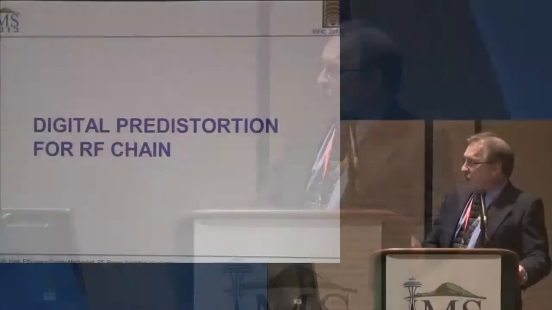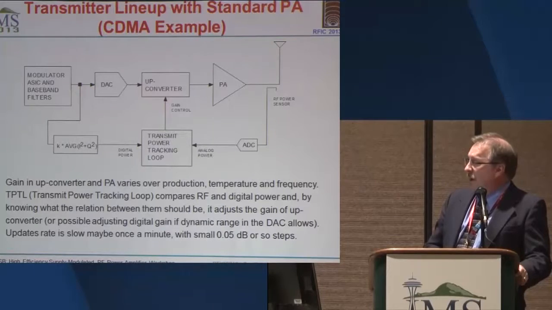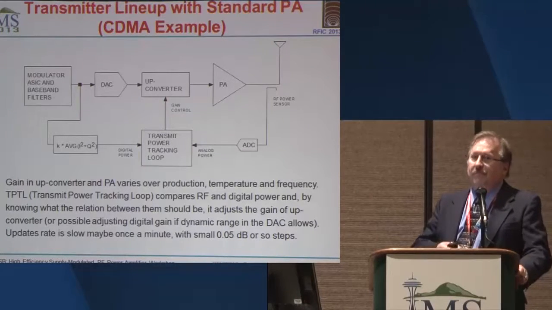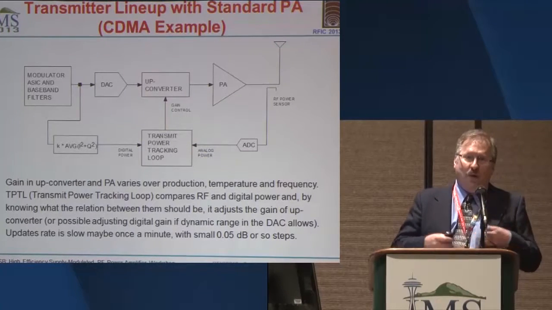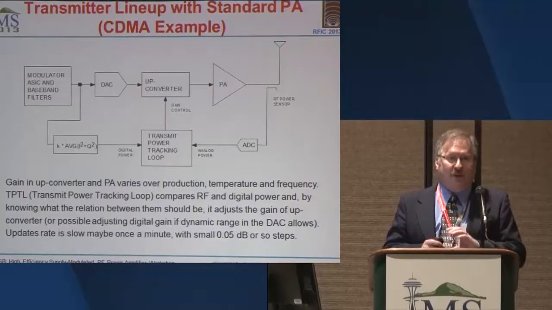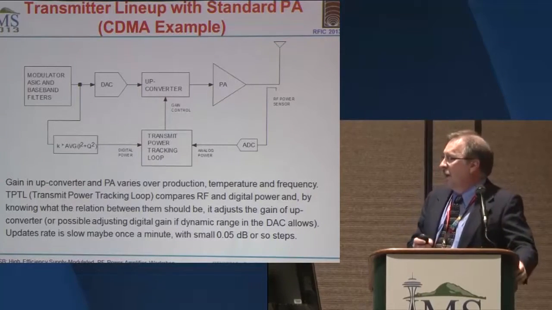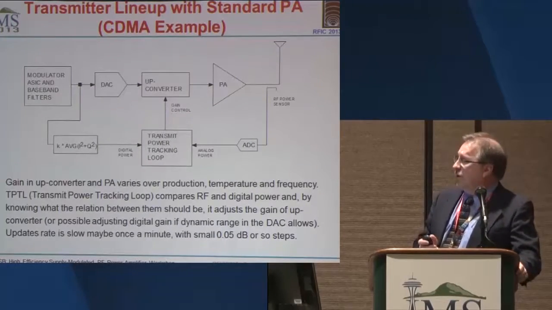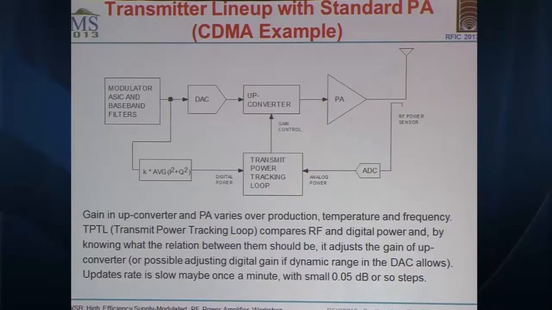So, digital predistortion for the RF chain. If I just have a standard PA and I want to add digital predistortion in, I'm not doing any envelope tracking, I'm not doing any supply modulation, I just want to add DPD. I'll start by just pointing out the standard PA and then what we need to add to it.